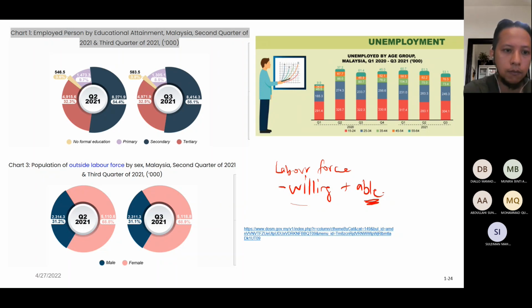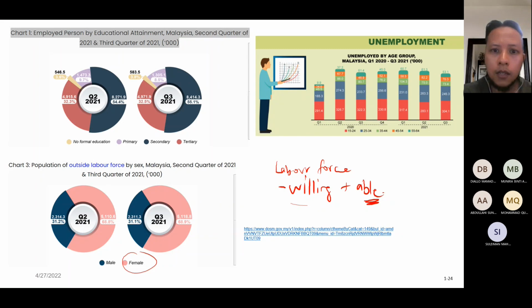Okay, so this is, I think, dependent on the society. In Malaysia, the people who are outside of the labor force, the majority are female. So you can assume that most of them are housewives. So they are able but are not willing to work. Okay, and in some countries, they are also providing allowances for housewives or house husbands. Okay, so maybe this is something that we can consider as well.